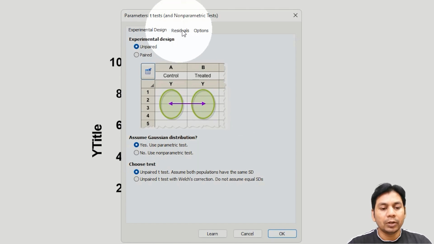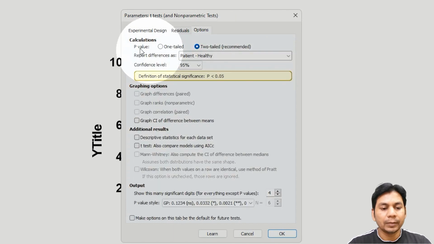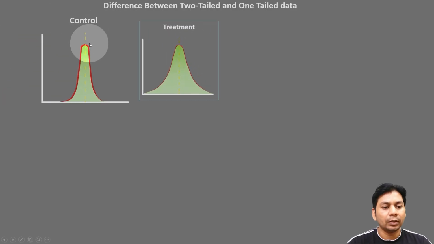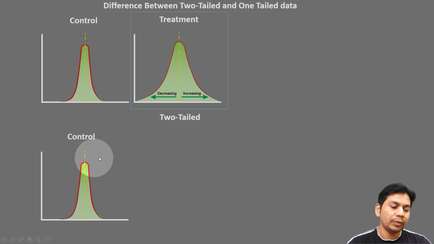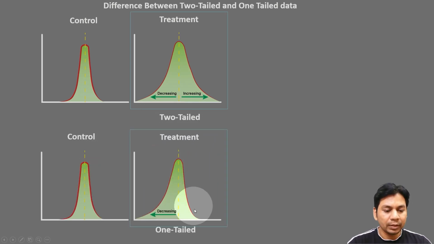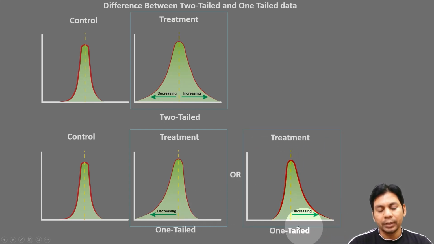And here is also an option for the residual graph. If you click here on the options, you can see the calculation of the p-value is one-tailed or two-tailed. By default, two-tailed is recommended, and I want to show you the one-tailed and two-tailed. What are these? You can see here the control. If the data upon treatment is increasing and decreasing, in both directions, then it is two-tailed. But if the data upon treatment is only decreasing or only increasing, it is one-tailed.